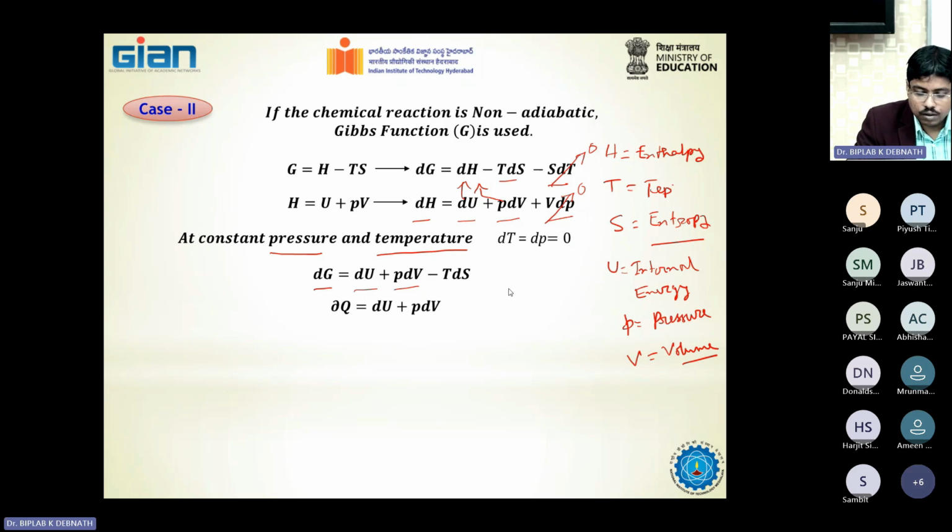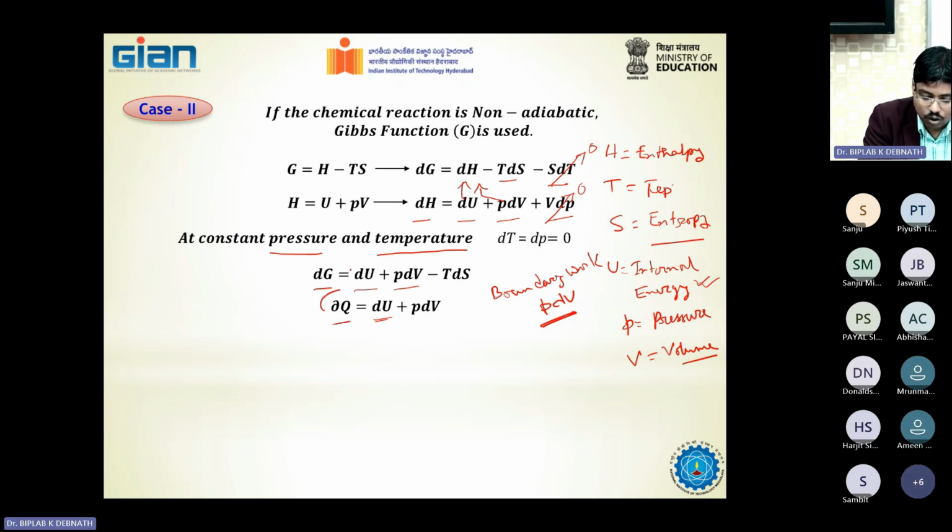We also know from the first law of thermodynamics that if del Q is the heat transfer through the boundary of the system, then neglecting all other internal energies except the intermolecular energy, with U as internal energy in the form of intermolecular energy, and neglecting all other works except the boundary work, which is PdV, we can write del Q is equal to dU plus PdV.